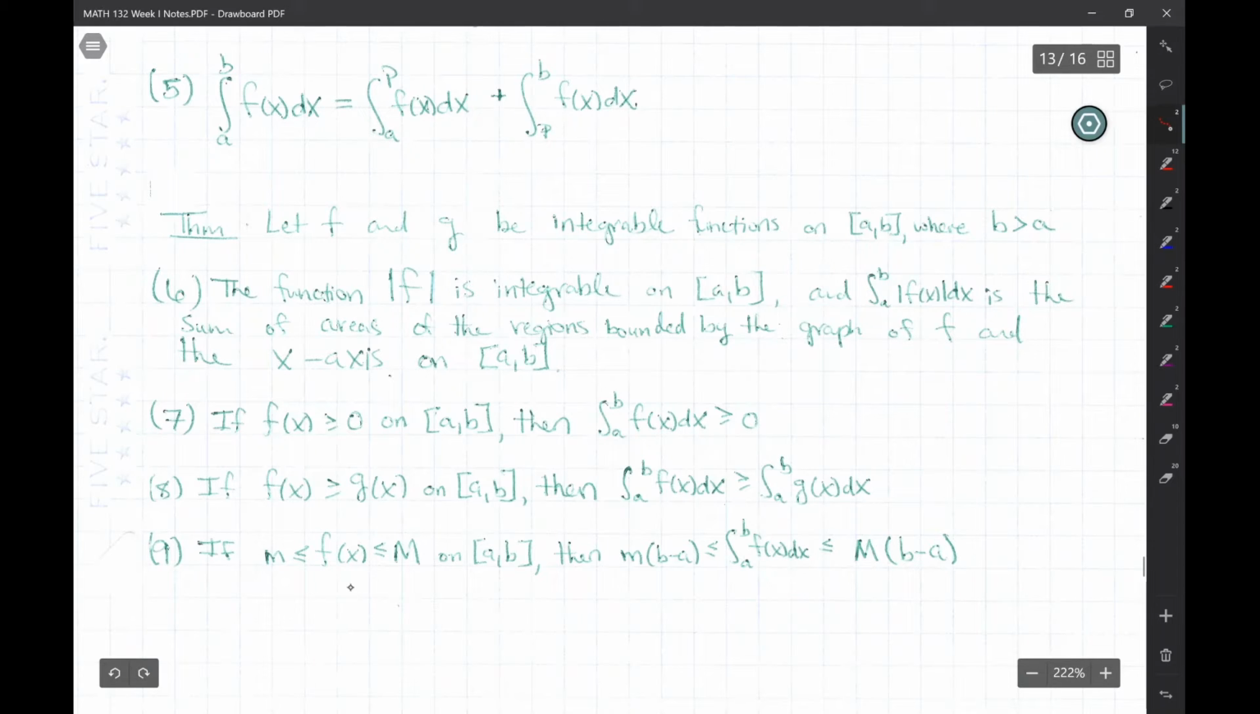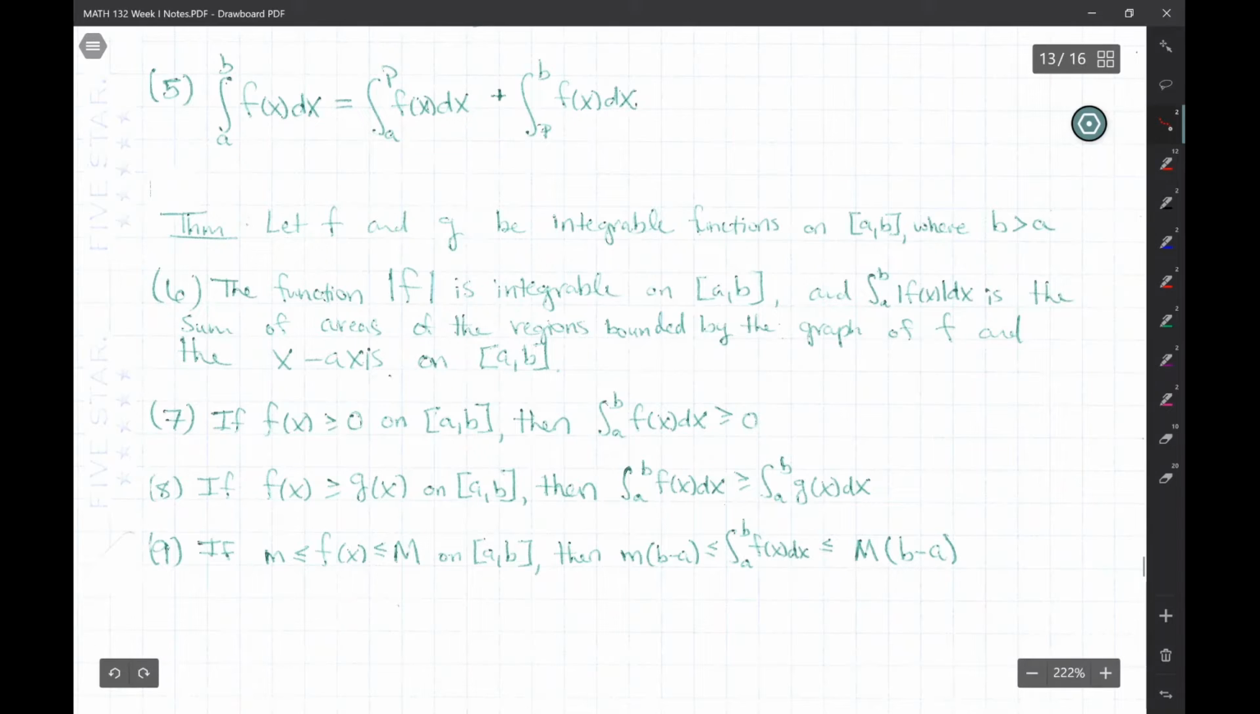So in this case, the definite integral of f from a to b is bounded below by the lowest value that f would attain times the length of the entire interval, and bounded above by the highest value that f would attain on that interval times the length of that interval.